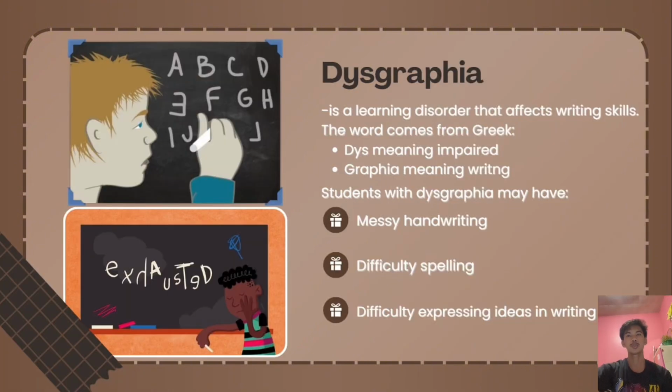So now let's proceed to the signs or symptoms of dysgraphia. Students with dysgraphia may show several signs. They often have messy handwriting, difficulty spelling words, and struggle to express their ideas clearly in writing. This can affect their performance in writing tasks and examinations.